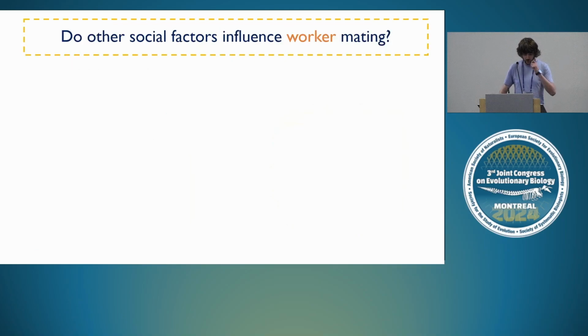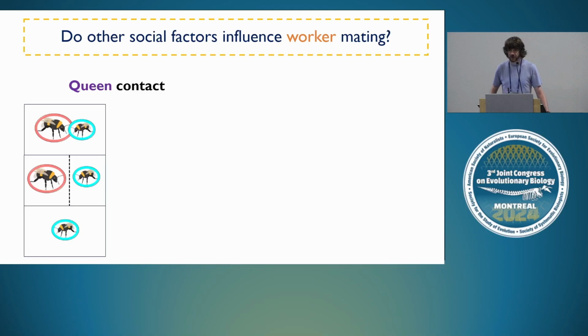This then led to asking, well, are there other social factors that influence worker mating? And the first one was looking at queen contact. So if you take out newly emerged workers and place them in an arena where they're in physical contact with a queen, does this inhibit worker mating? So in this scenario, we have workers that are placed with queens. We have workers that are placed in the same arena, but they're inhibited from interacting with the queen through this wire mesh, so it reduces physical contact. And then lastly, we have workers that are taken out and placed in social isolation.